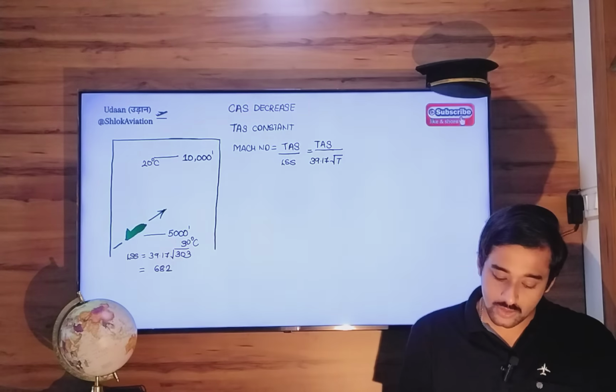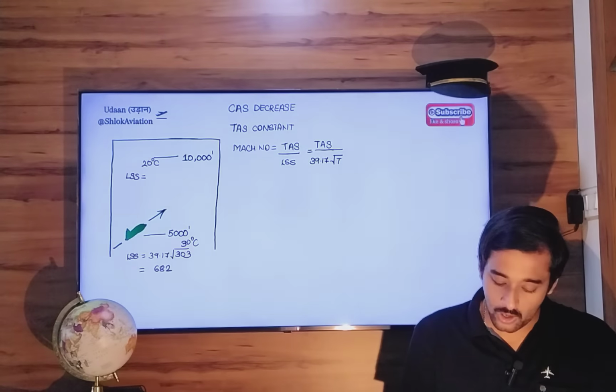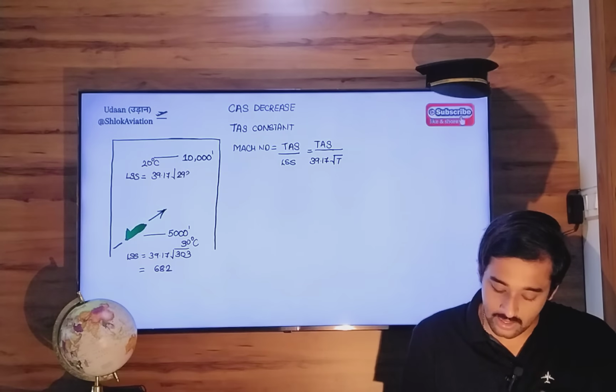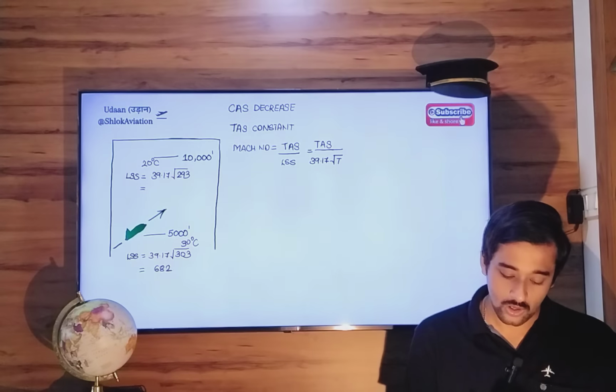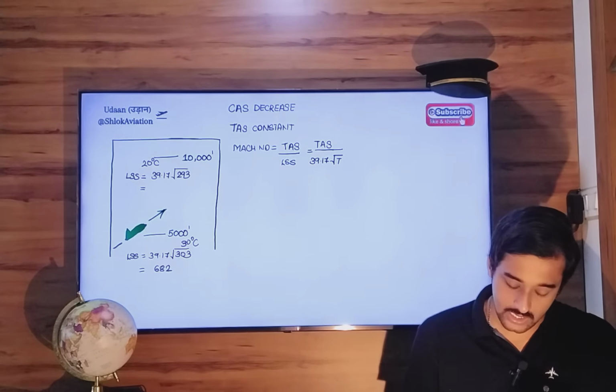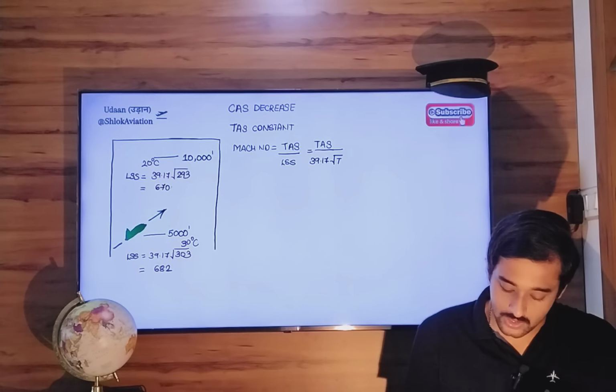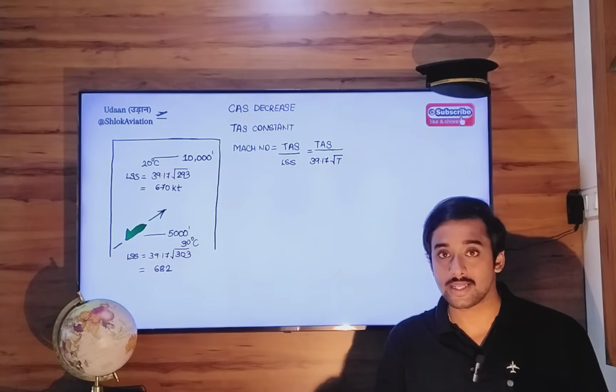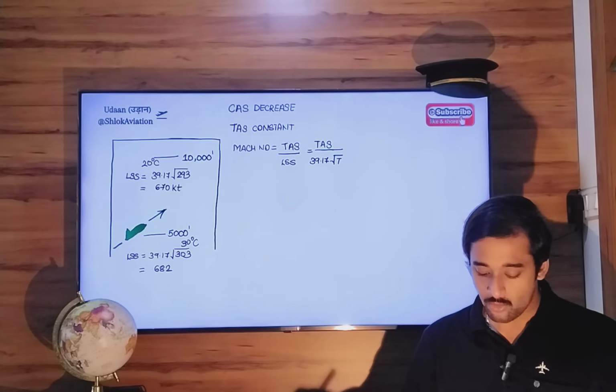But that same local speed of sound at 10,000 feet will be equal to how much? 39.17 times the square root of 293 Kelvin. The square root of 293 Kelvin into 39.17 is 670 knots. Right? So local speed of sound has decreased. Now let's calculate the Mach number.